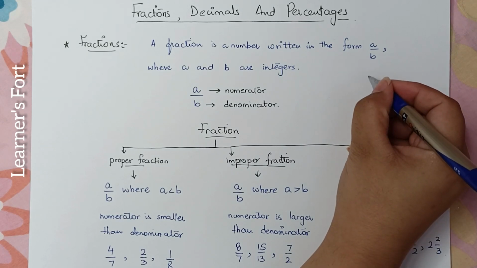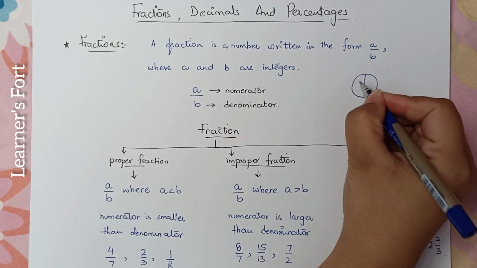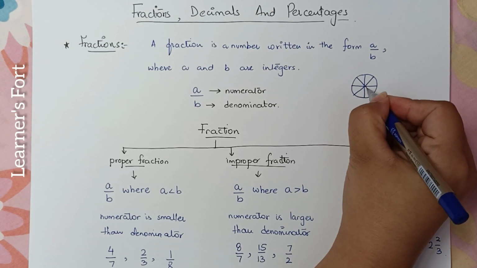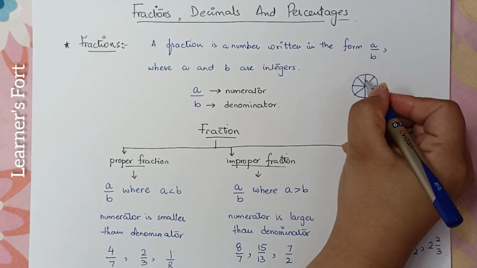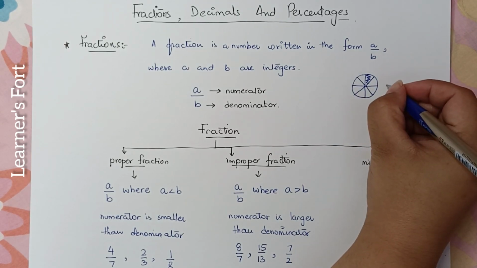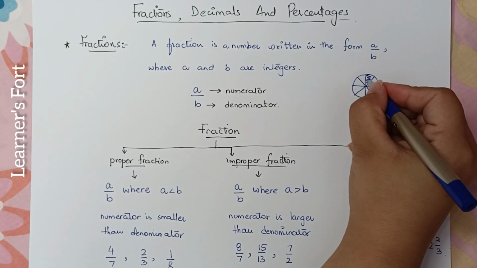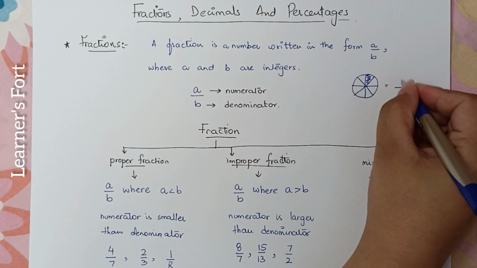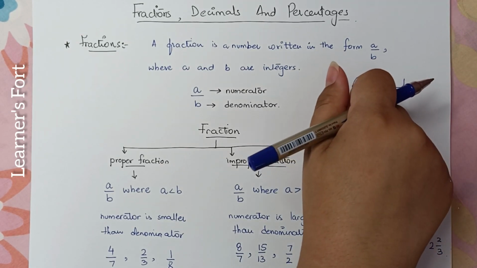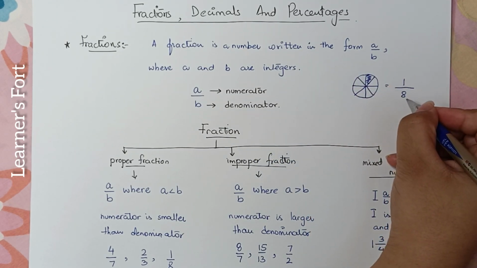For example, if there's a circle and it is divided into, let's suppose, 8 parts, and we are only considering one part of the circle, it will be written as: the whole parts are 8, and we are only considering one part of that whole. It's going to be written as 1 upon 8. Now, this is a fraction where 1 is the numerator and 8 is the denominator.